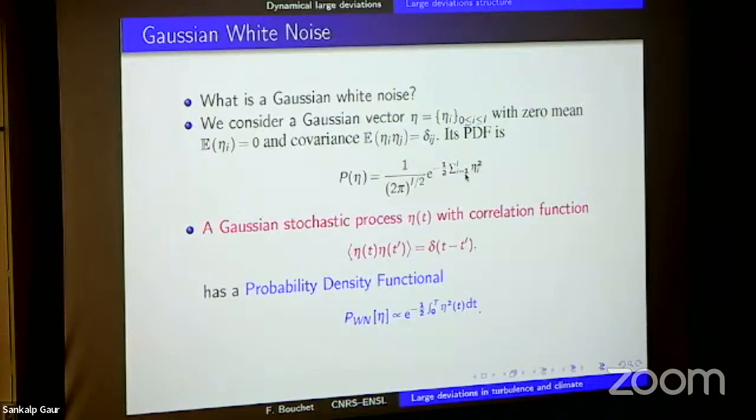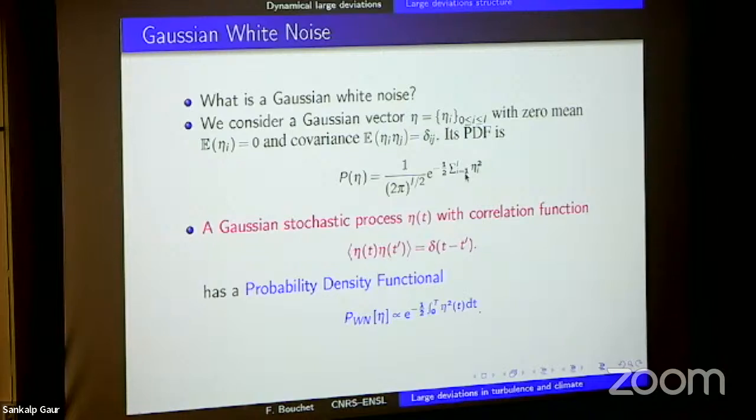Okay, so for this, I will need to discuss the distribution of a white noise and explain better what a Gaussian white noise is. So I do this very formally, roughly. I just give you a very simple qualitative explanation. So for instance, you consider a Gaussian vector eta. So here you have just a finite number of entries, eta_i, with i between 0 and capital I. So the average is 0, and their covariance is just delta_ij, right? It means that they are uncorrelated one with the other, and they all have the same variance.